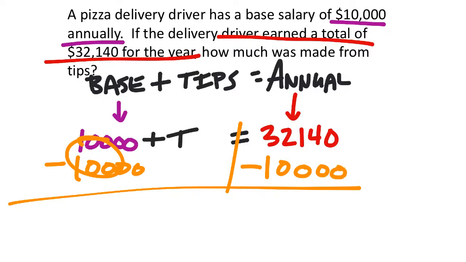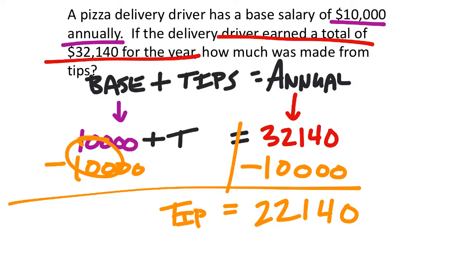Some of you guys don't even need the math for this. It's just, oh, I wrote that wrong. $22,140. So in tips, this delivery driver made $22,140. Again, don't forget to label that with the $ sign, and I should have mentioned that for that last example. Make sure you label all the answers in these. If you're doing them on paper, on the homework, it should be labeled for you guys, so you shouldn't have to worry about it.